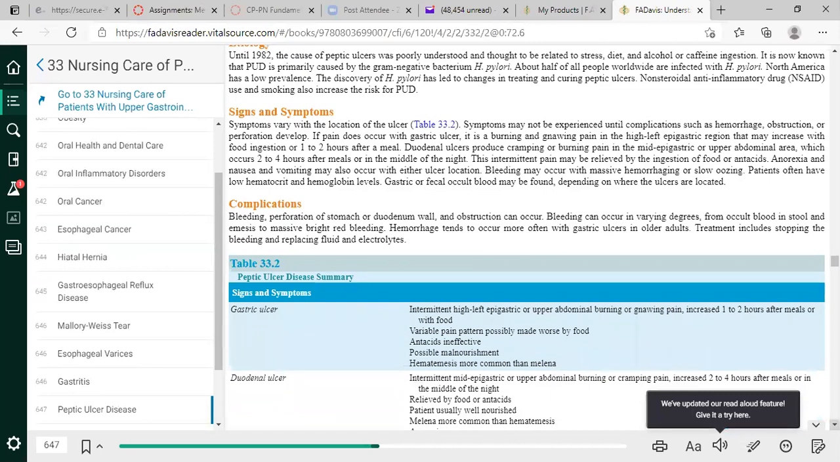And with the ulcer, what lab value may concern you as a student nurse? What lab value will concern you? I see hematocrit and hemoglobin sticking out. Why would the hematocrit and hemoglobin be a concern?